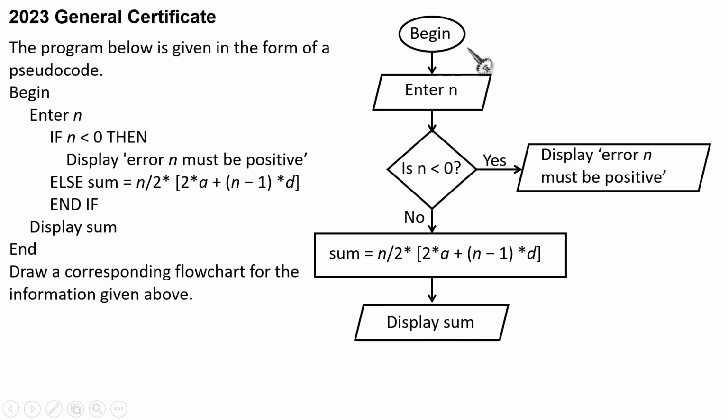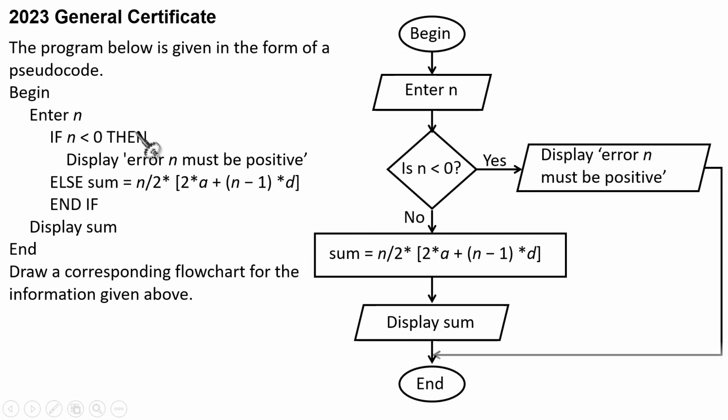End is represented by the same symbol here. So you go like that, you say end, you write it like that. So this is how you proceed from the pseudocode to the flowchart. Yeah, so let's move to another question here.